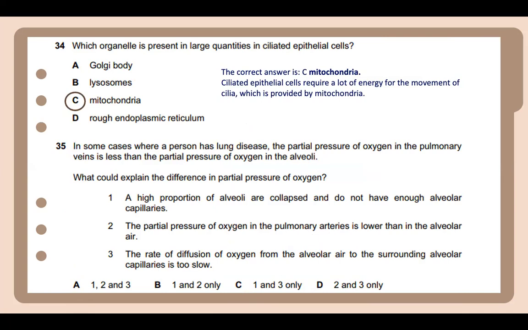In some cases where a person has lung disease, the partial pressure of oxygen in the pulmonary vein is less than the partial pressure of oxygen in the alveoli. What would explain the difference in partial pressure of oxygen? The answer is C.